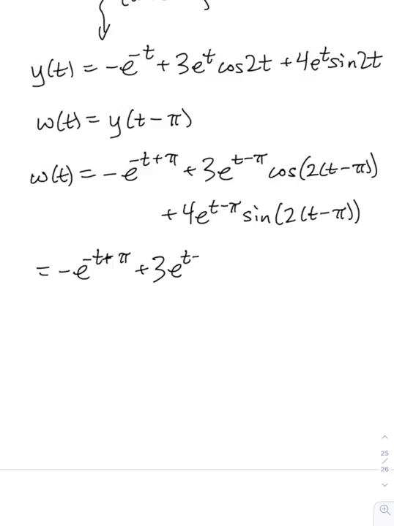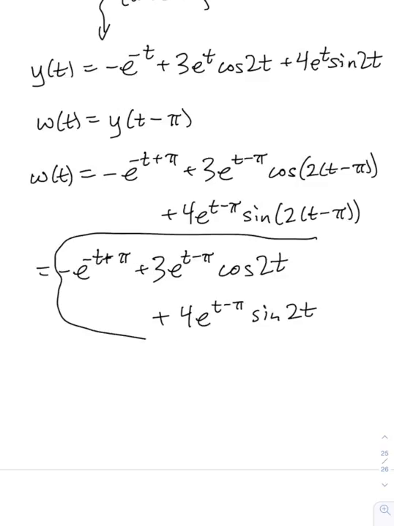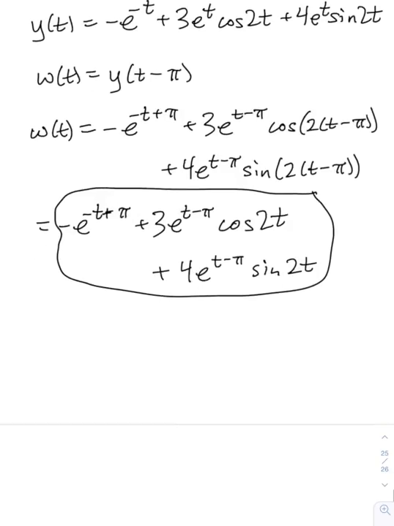And all this, keep that as it is. But here, what do I have inside the cosine? If I multiply that out, I have 2t minus 2 pi. And of course, if we subtract 2 pi from the argument of a sine or a cosine, that does nothing, because sine and cosine are periodic with period 2 pi. So that's the same as just the cosine of 2t. And then the same thing for the last term. It's 4e to the t minus pi times the sine of 2t. And there's our answer to that one.